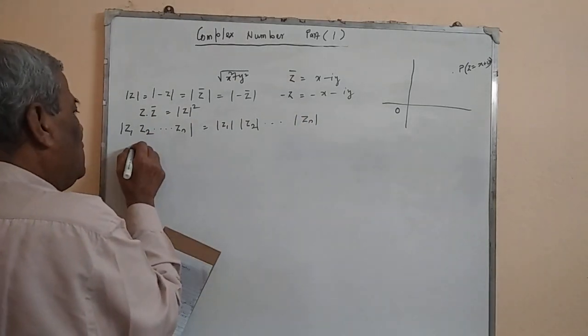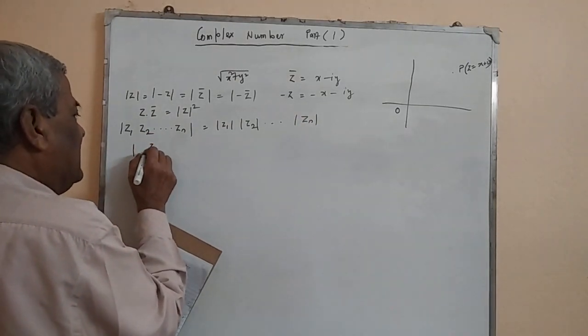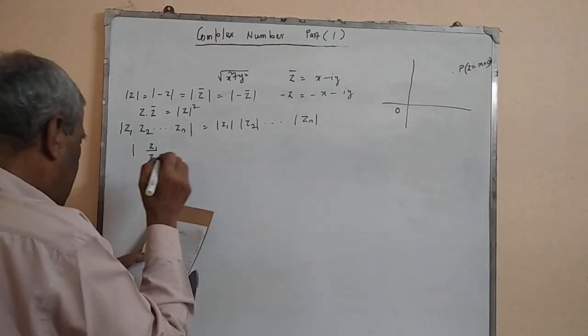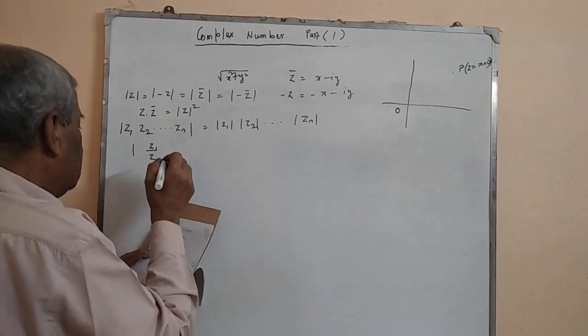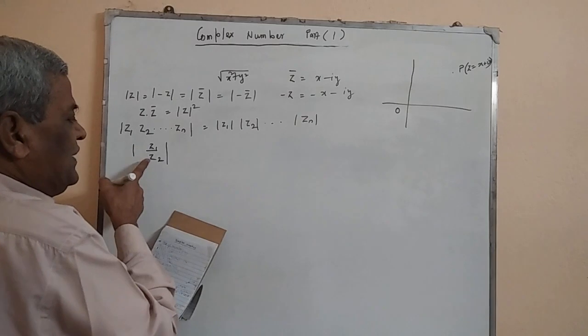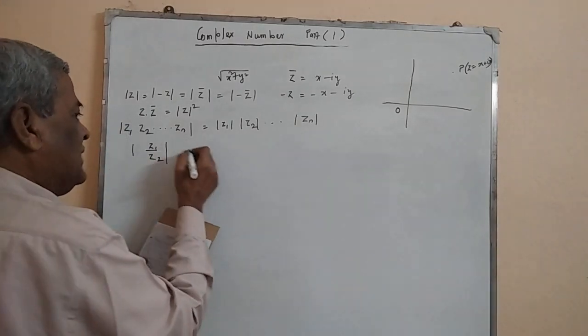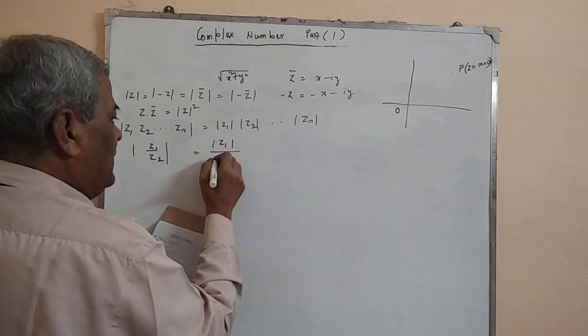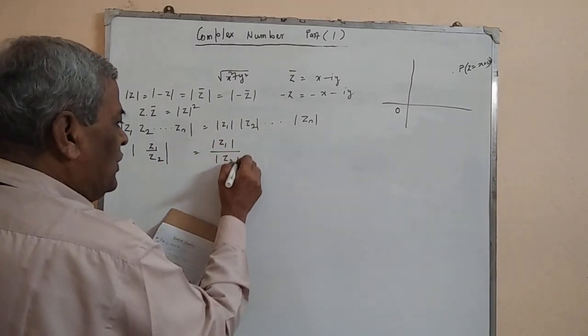Modulus of Z1 by Z2: Z1 is a complex number, Z2 is another complex number, their modulus is simply modulus of Z1 in the numerator, modulus of Z2 in the denominator.